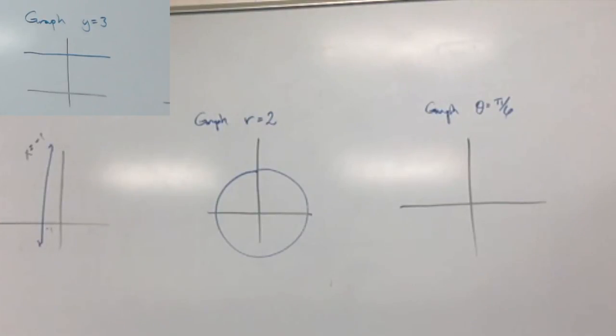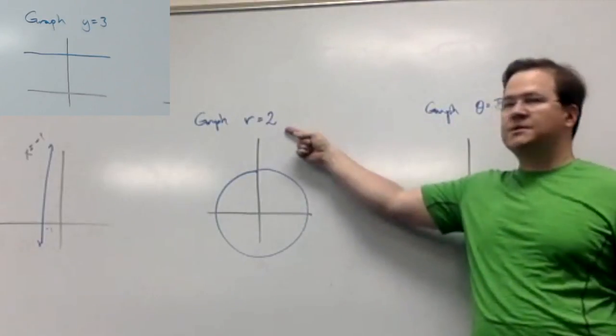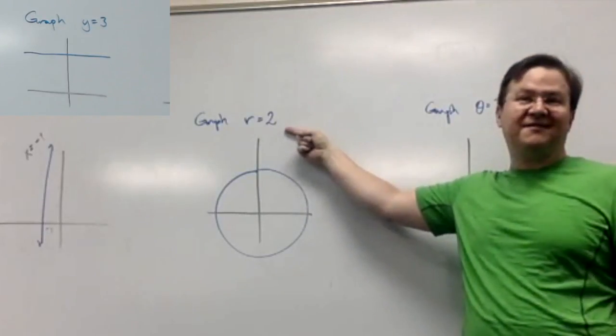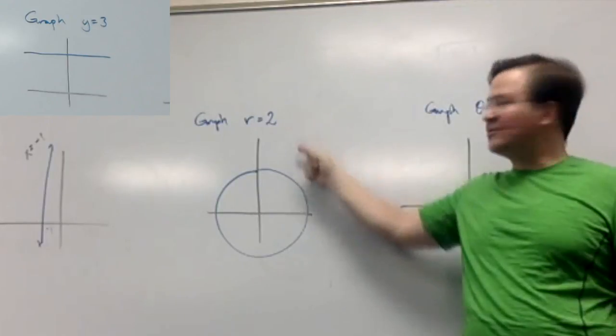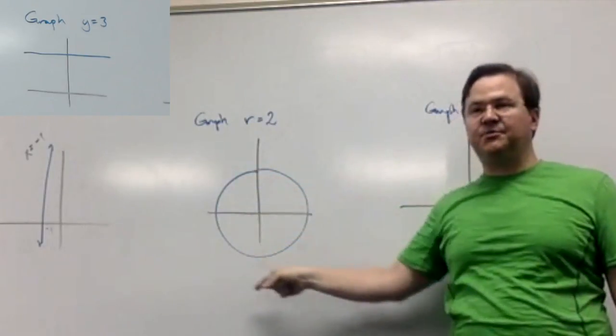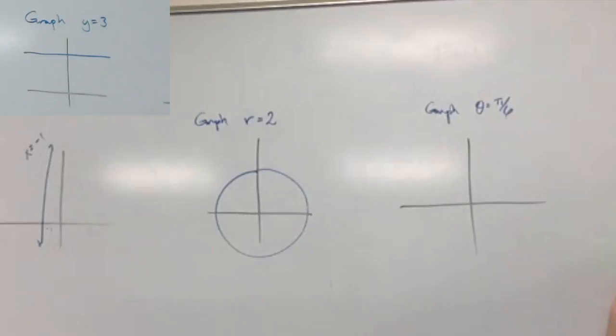Oh, so r is not 1 here? No. Okay, so for the same reason that theta wasn't implied to be pi over 6 over here, they could be anything, right? Yeah. So would it be that horizontal line, the rest of the pi over 6?